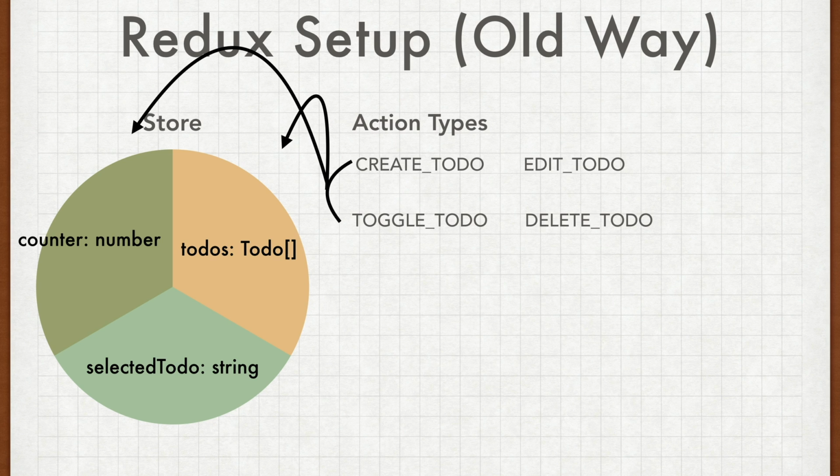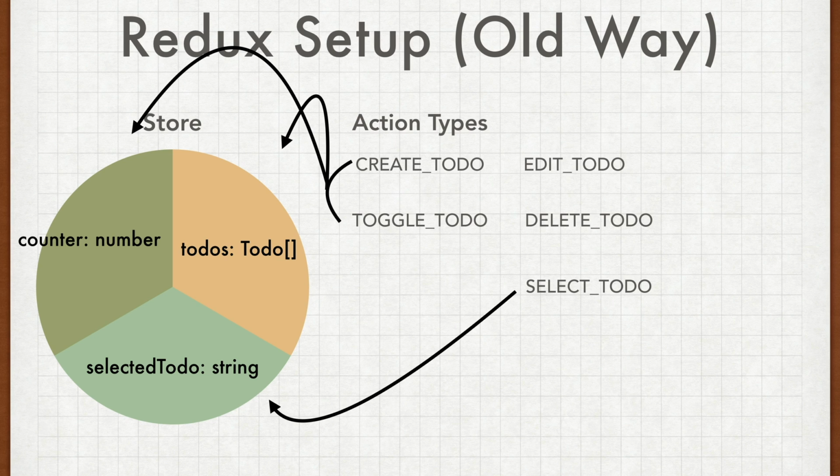But not only that, these four, whenever we call upon these actions, it will also increment our counter by 1. So it will affect two parts of our store. And finally, we got one action type for our selected to-do, and we just call that select to-do. And that will only affect our selected to-do store state.